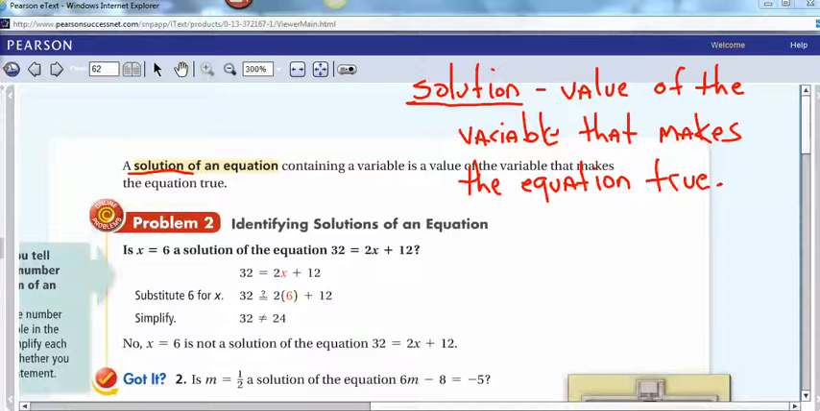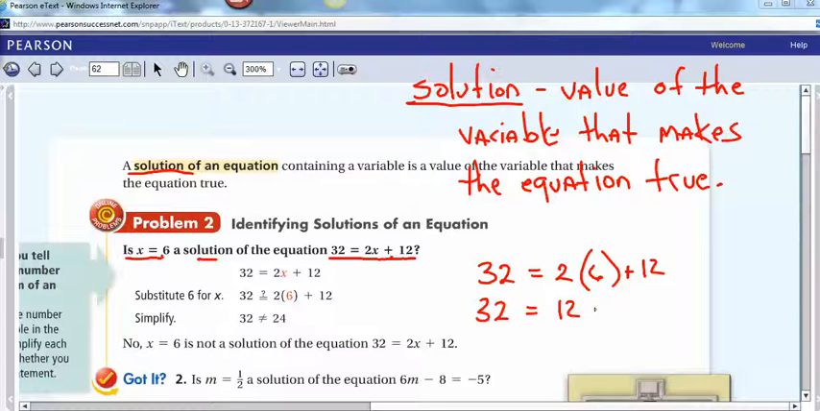Alright, so now they're going to give you a value for the variable, and they're going to ask if it is a solution to an equation. So how do you find out if 6 is a solution to 32 equals 2x plus 12? Dan? Plug it in. You take the 6 and you put it where the x is. So does 32 equal 2 times 6 plus 12? Does 32 equal 12 plus 12? No, it doesn't equal it. Is it a solution? No.